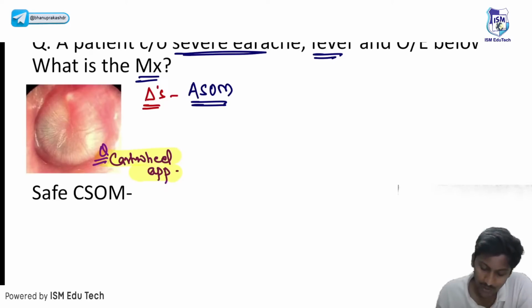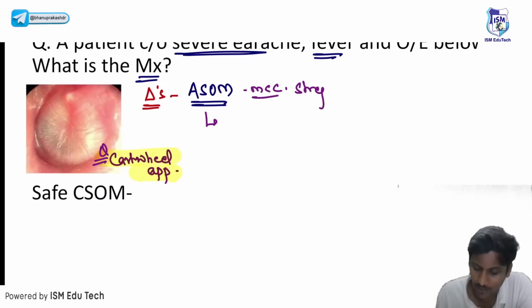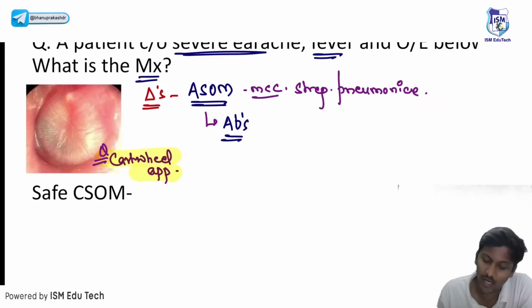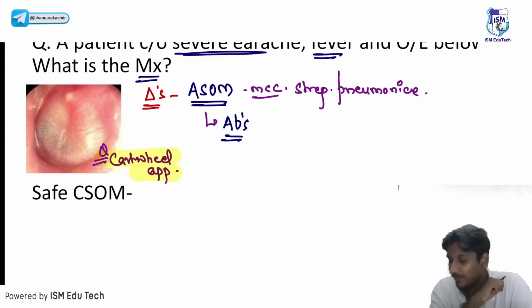Okay? What should be done in this condition? What should be the management? The most common cause of ASOM is definitely strep pneumonia. It is a bacterial infection. That is the reason why. What should be the treatment? Definitely antibiotics. So if a patient is only showing you cartwheel appearance, the treatment should only be antibiotics.